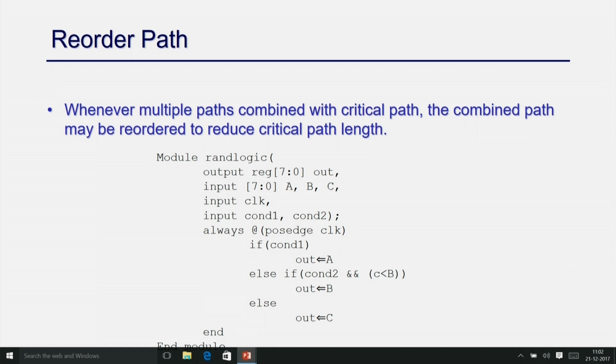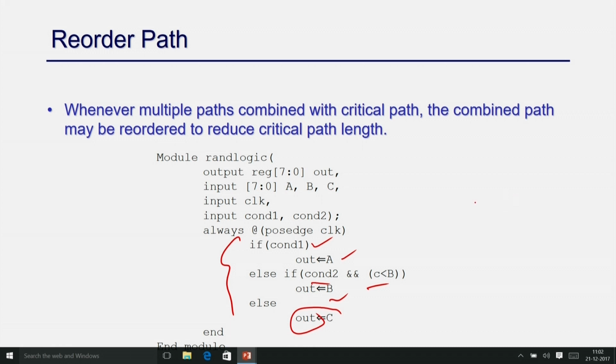So, now I am going to talk about another technique, again a designer's choice, which is reordering the path. When you are writing if else kind of code, with nested conditions, that actually generates a long combinational path in the hardware, right. So, if you just take this example, if condition 1 I am choosing output equal to 1, else if, that means condition 1 is false and condition 2 is true, and a is less than b, then I am going to do this, right, else I am going to choose this.